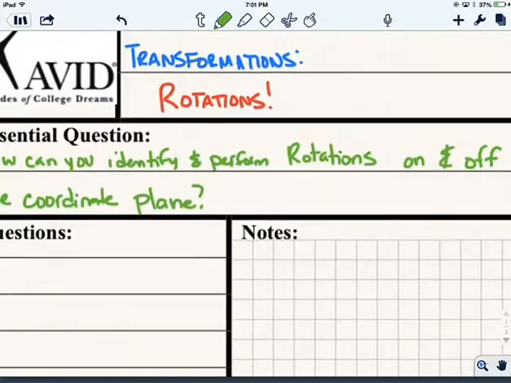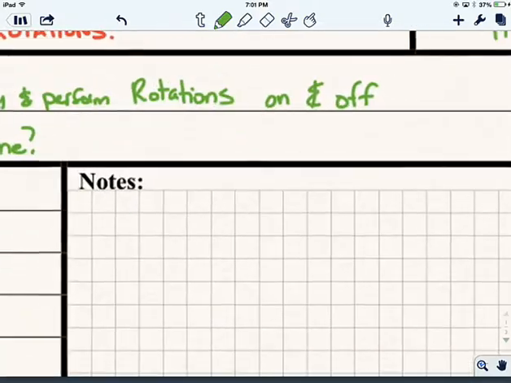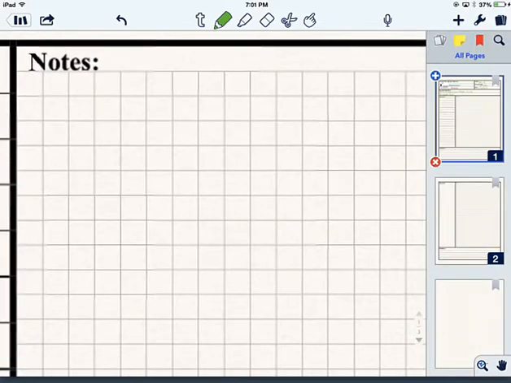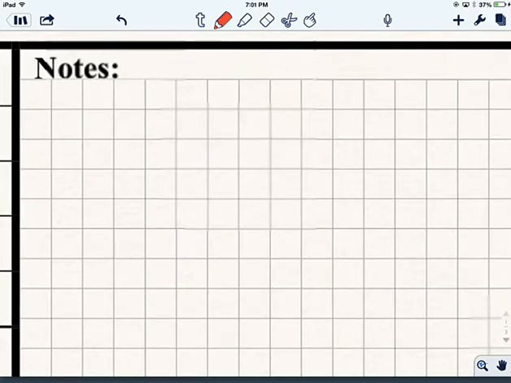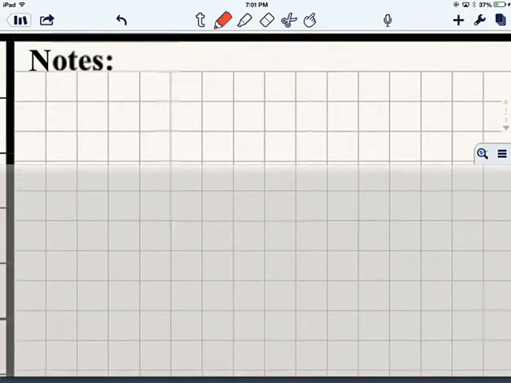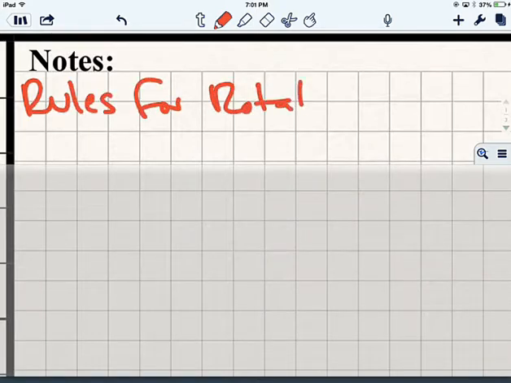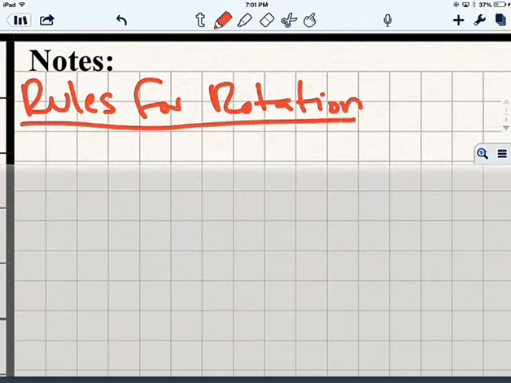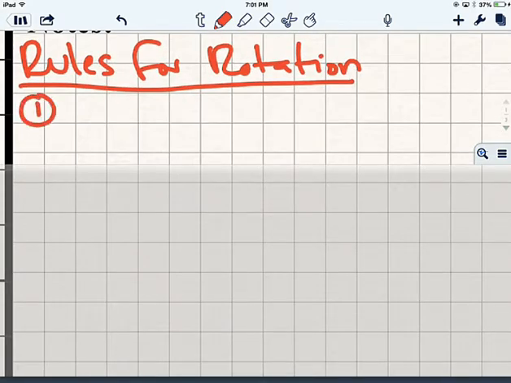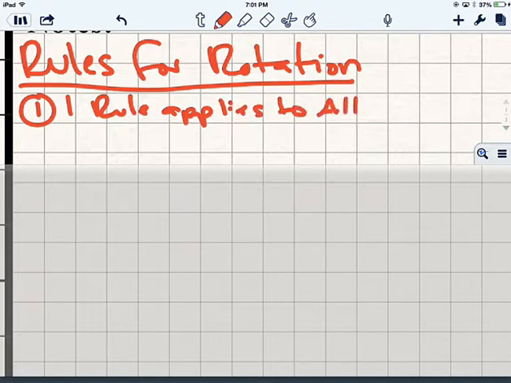So let's talk about rotations and let's talk about how you can identify and perform them on and off the coordinate plane. So let's start with this. This is a natural thing to think about when you're investigating anything, is you've got to think about the rules. So let's establish first some ground rules for rotations. If I'm going to be performing this kind of motion, the very first thing that I would have to establish is that one rule applies for everything. And there's going to be an exception to that that we'll encounter as we go.